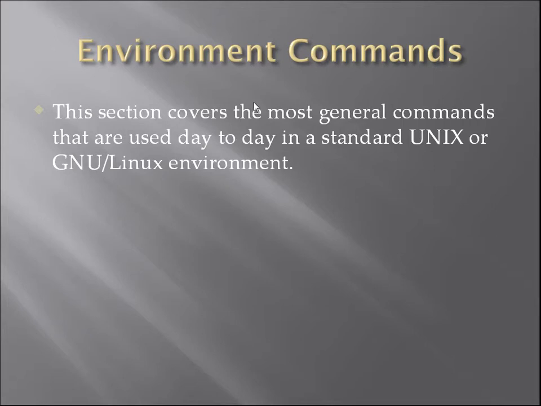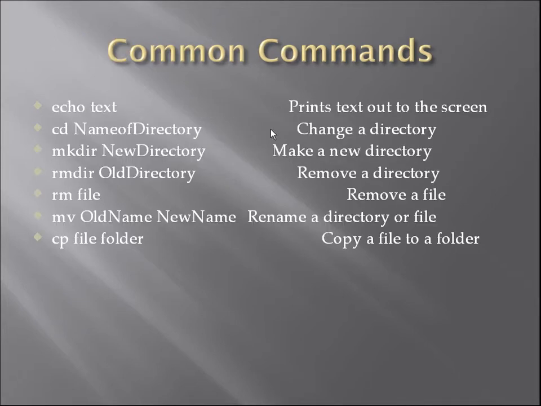Okay, right now going a little bit into environmental commands. Of course, you have echo, which pretty much prints out text to the screen. CD lets you change the directory. MK lets you make a new directory. RM lets you remove a directory. RM lets you remove a file. NV pretty much lets you remove a directory. And finally, CP lets you copy a file.